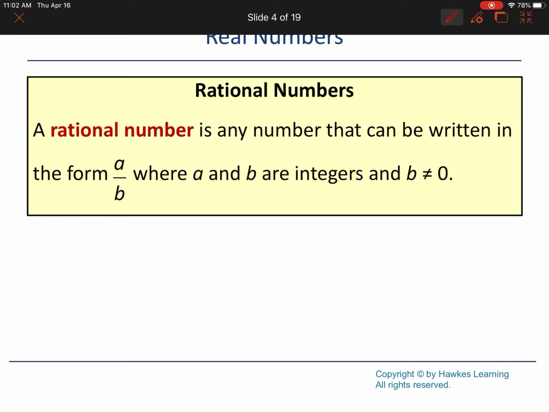So the only thing that's not a rational number are numbers we call irrational numbers. And we'll talk more about some of them later, but they're numbers you can't write as a fraction. Okay, so all the numbers we can write as a fraction are rational numbers.